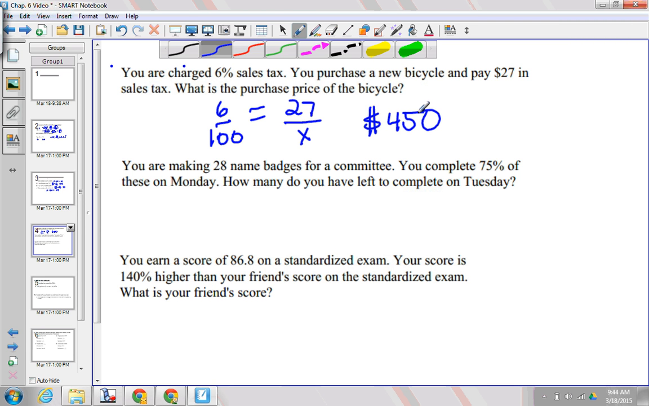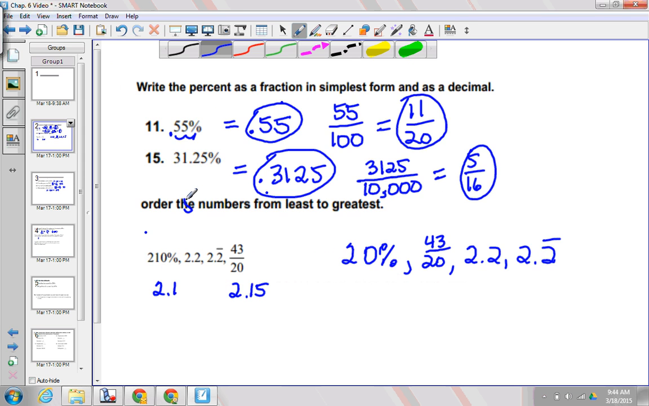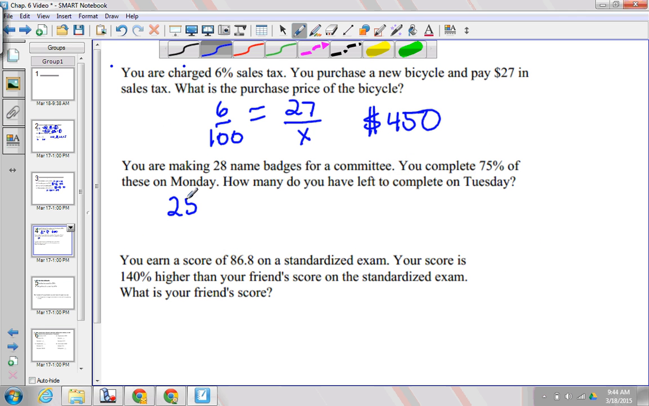Okay, for the next one, if we've completed 75%, that means we have 25% more to go. Oops. Sorry about that. So let's find out what 25% of 28 is, or 1/4 of 28. Sometimes when the percents are easy, I turn them into a fraction. 1/4 of 28 would be 7. So we have to do 7 more badges.